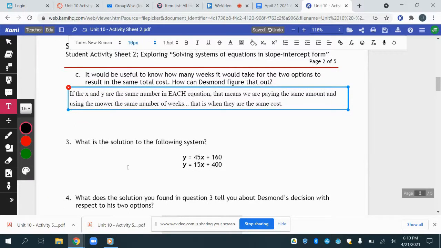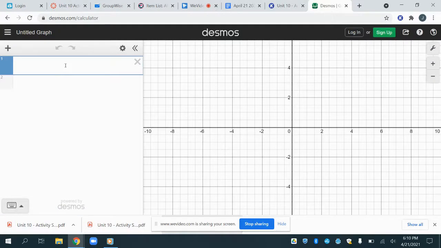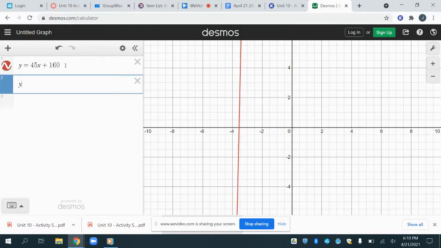We can graph. There's graphing. This will always work if you have Desmos, but sometimes I'm going to require work shown. So one way we can do it is to type these into Desmos like this: y equals 45x plus 160. The other one was y equals 15x plus 400.